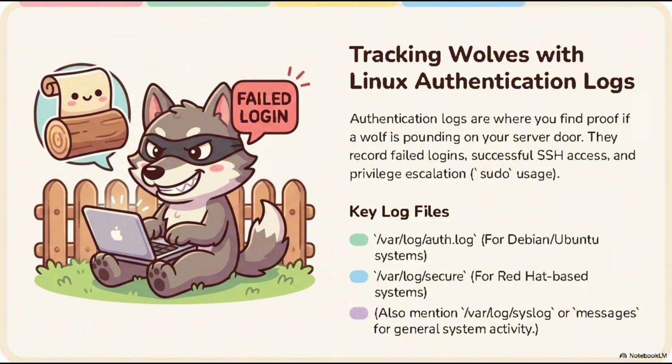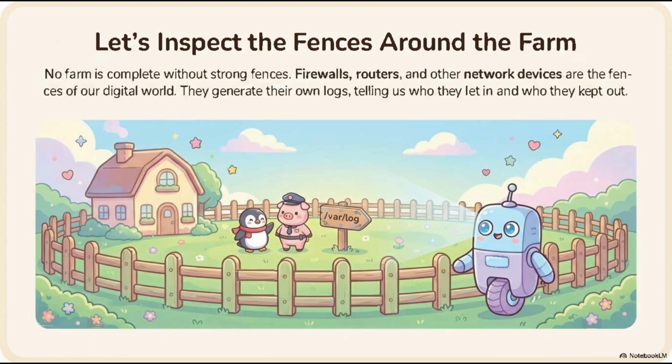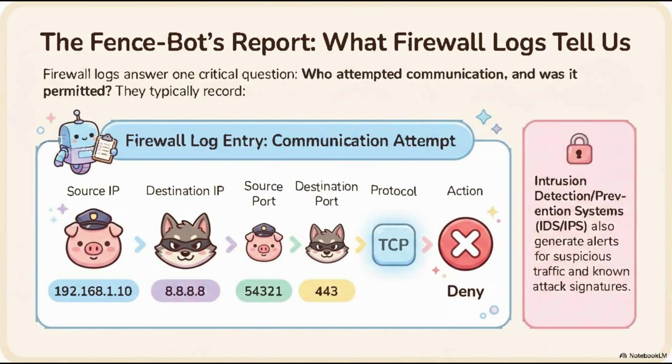Now let us inspect the fences around the farm. Firewalls, routers, and network devices generate network security logs. Firewall logs typically record source and destination IP addresses, ports and protocols, and whether traffic was allowed or denied. They answer one critical question: who attempted communication and was it permitted? Intrusion detection and intrusion prevention systems generate alerts for suspicious traffic patterns and known attack signatures.